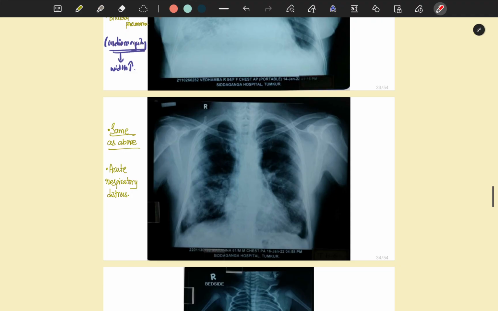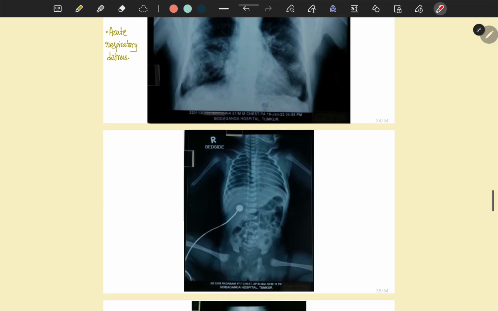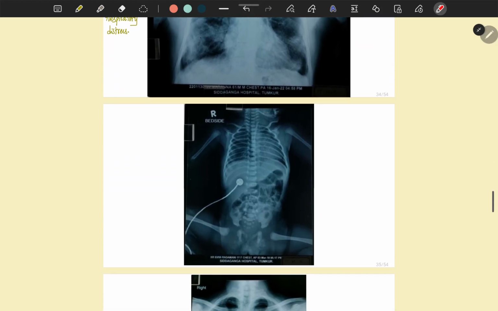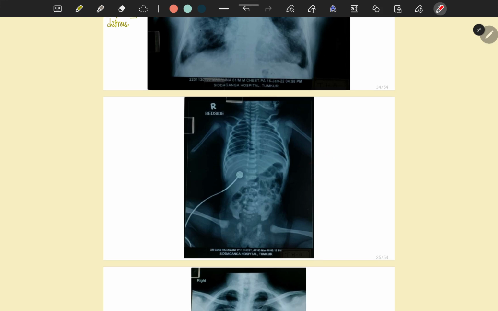Here also in the next X-ray, you can see opacity. This is due to acute respiratory distress. Okay, and also in the next X-ray you can see this tube. This is a nasogastric tube which is inserted here. This is a pediatric X-ray.